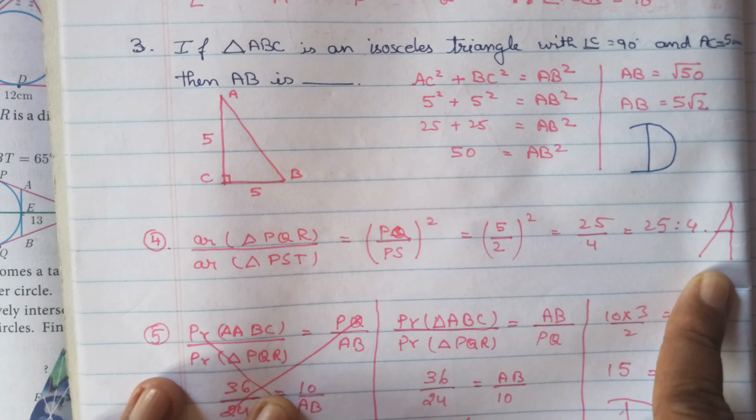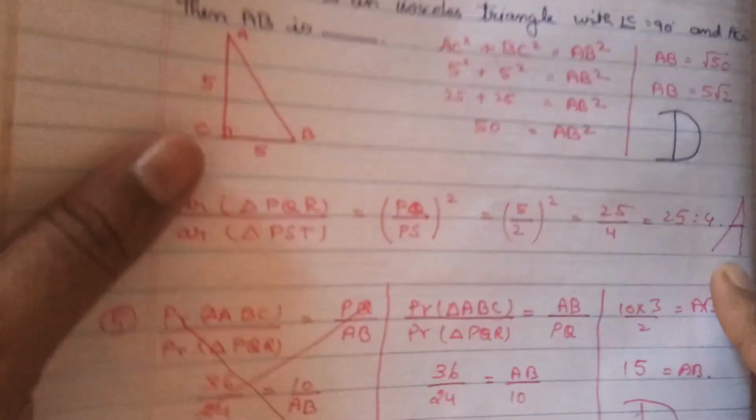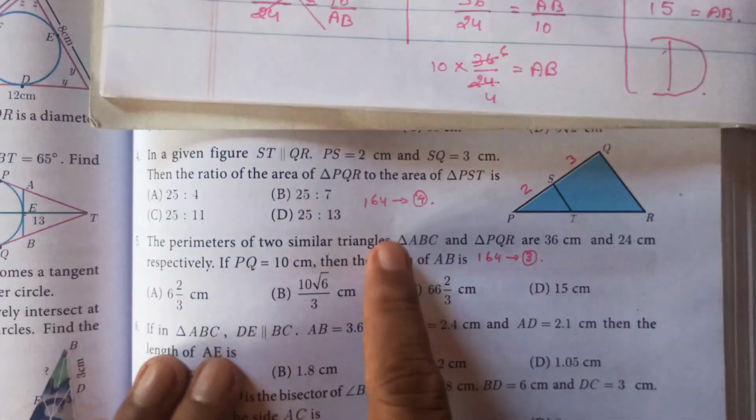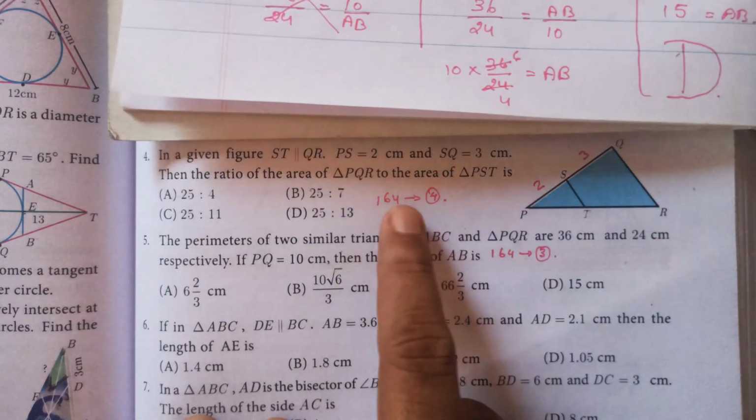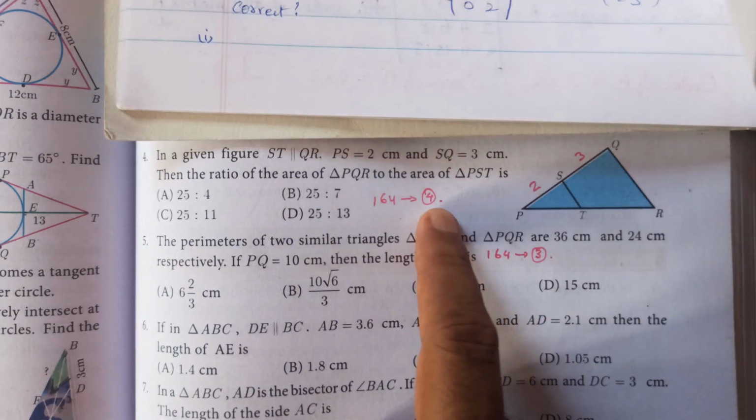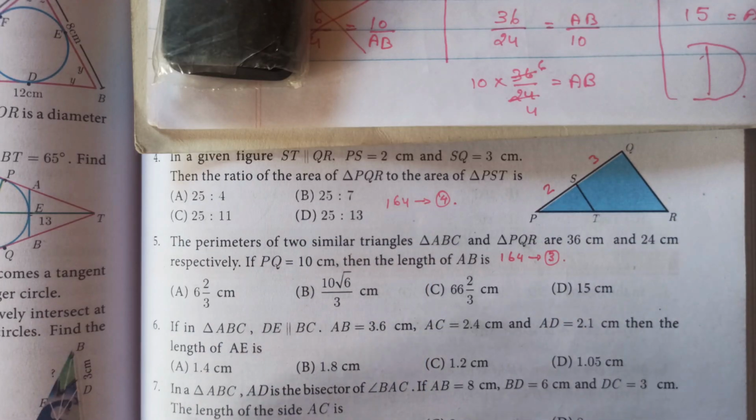Now the question arises, how do you know that this is possible? This is given on page number 164, the fourth condition. You can see the condition on page number 164, fourth condition. Now we are coming to the next question.